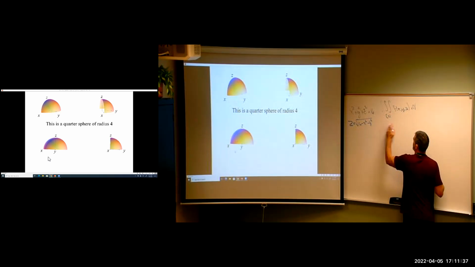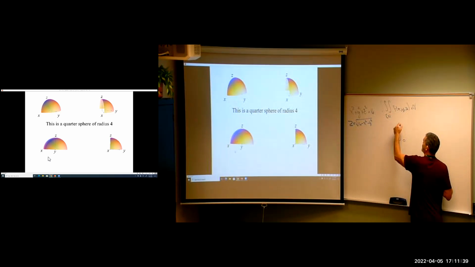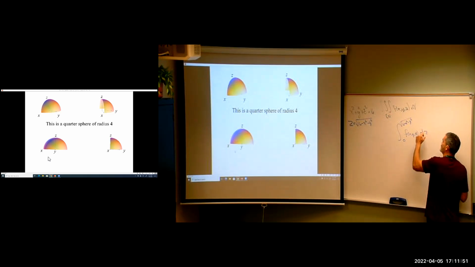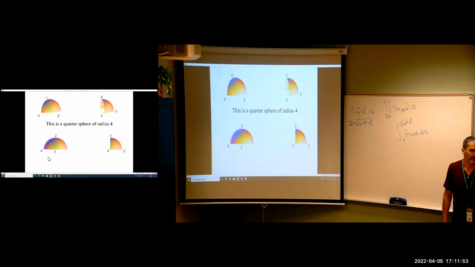Let's give ourselves some room here. So z goes from 0 to the square root of 16 minus x squared minus y squared, of some function, whatever it is. We would deal with that later. And we decided to do z first. This is what we were talking about before. Now it becomes a double integral. Z is no longer a factor.